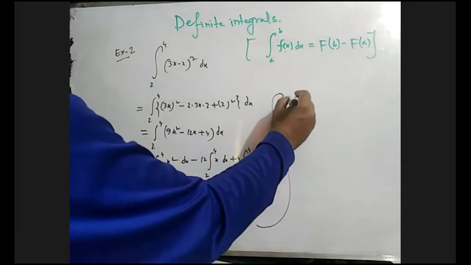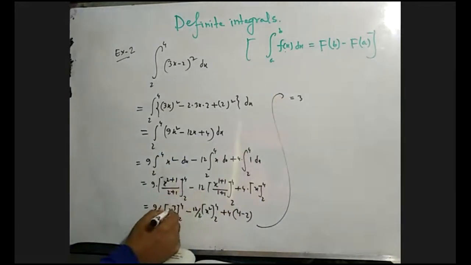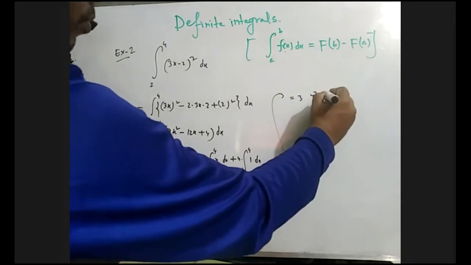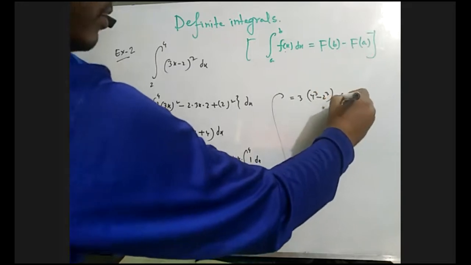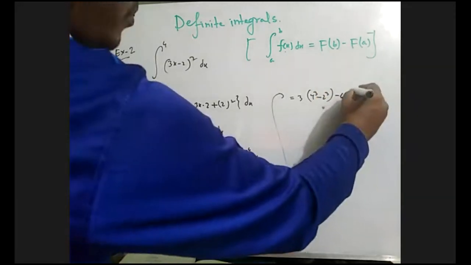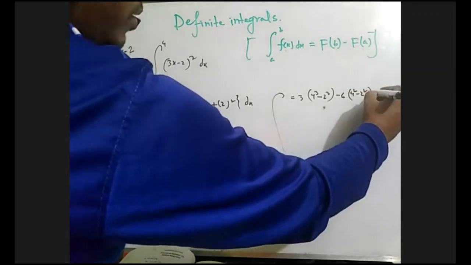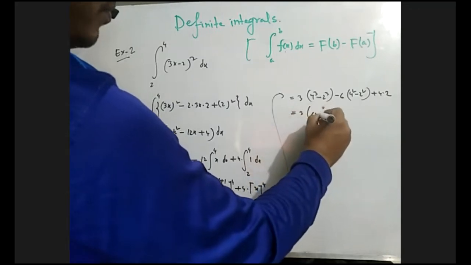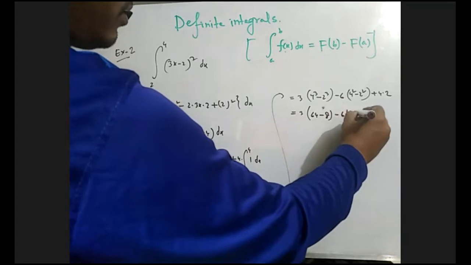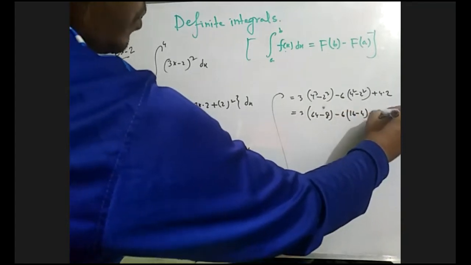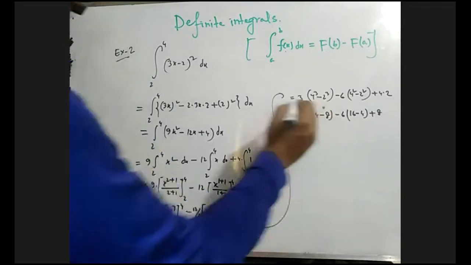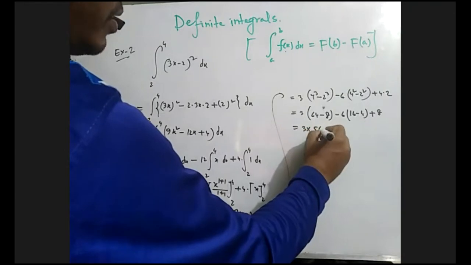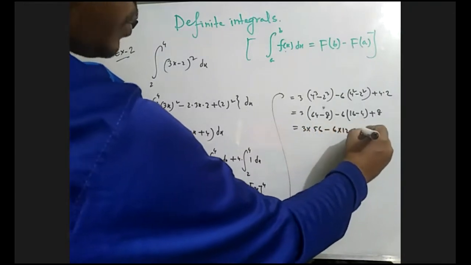Now after this line, upper limit, what? 4. 4 cube minus 2 cube, minus 6 into 4 square minus 2 square, plus 4 into 2. 64 minus 8, 16 minus 4. 64 minus 8, what? 56. Multiply by 3, and 12 plus 8.